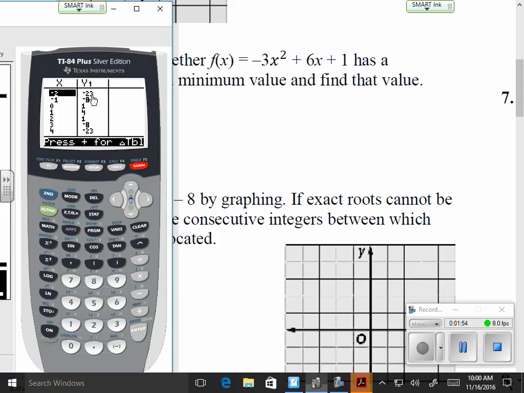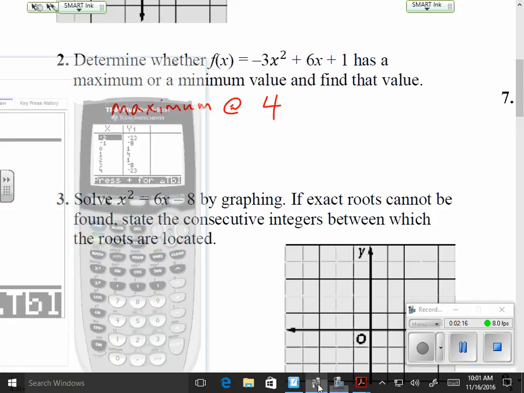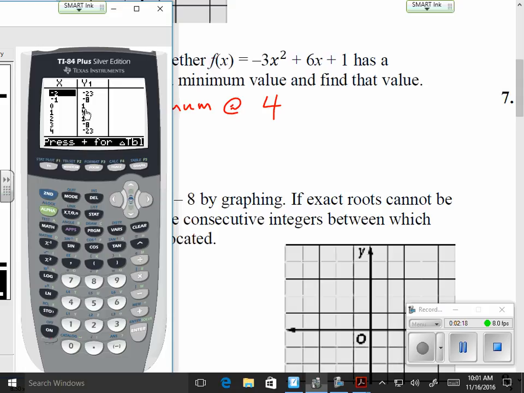Well, they start out at -23 in this screen, and then it starts getting bigger, and then at 1, 4, it maxes out and then starts getting smaller again. So 1, 4 is the vertex, and that's also going to be the maximum value. So we would have a maximum that would be at 4. The biggest the y values ever get is 4.